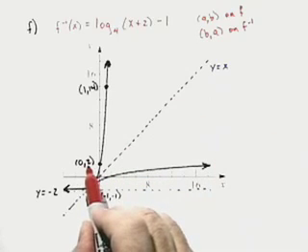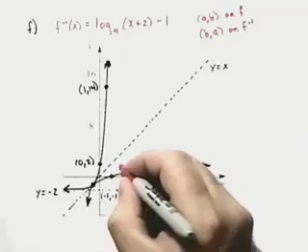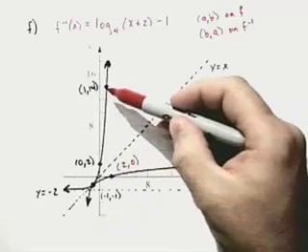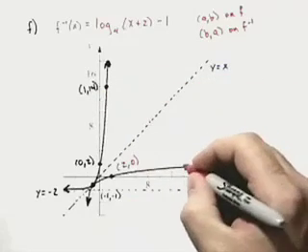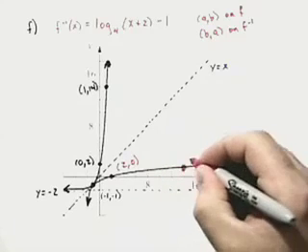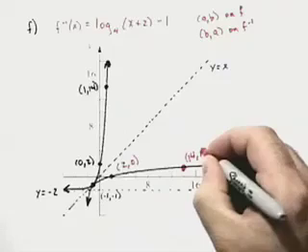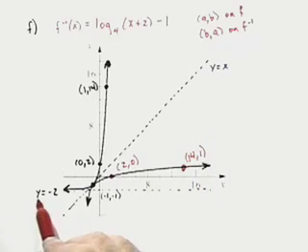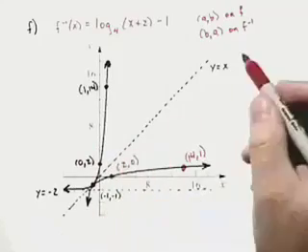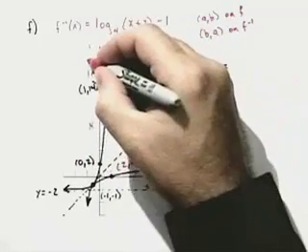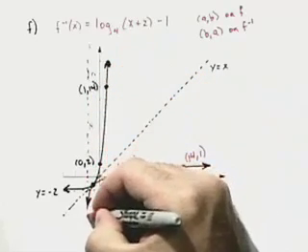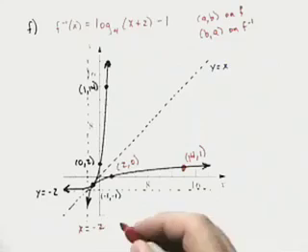Taking the point 0, 2 and switching the coordinates will give us the point 2, 0. Taking the point 1, 14 and switching the coordinates will give us the point 14, 1. We had a horizontal asymptote of y equal to negative 2. We're basically switching the x's and y's, so to graph our inverse function, we'll end up with a vertical asymptote at x equal to negative 2.